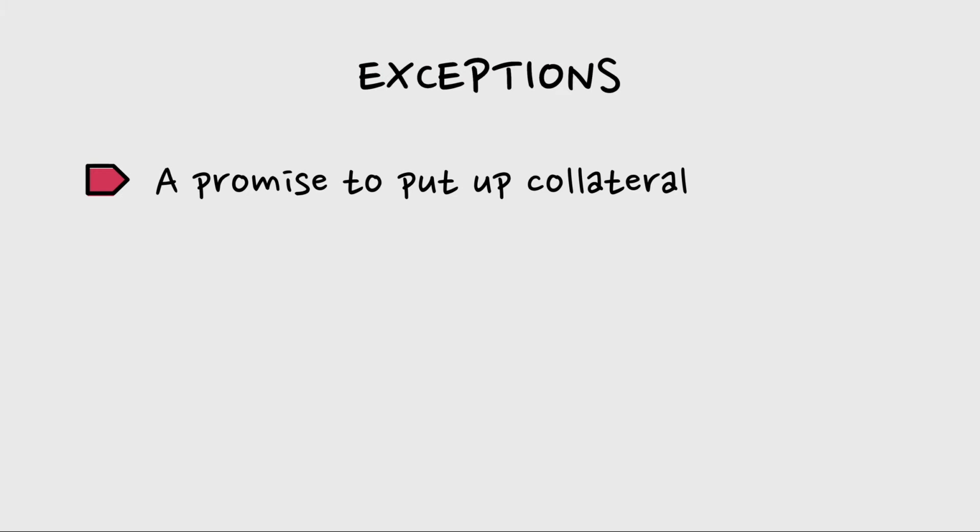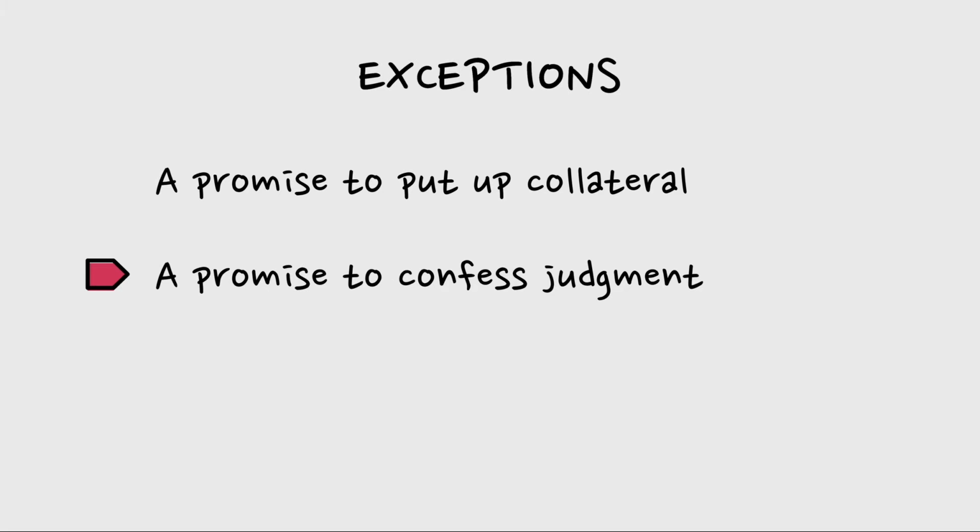There are exceptions. It can contain a promise to put up collateral. That's okay if that's in the note or the instrument. It could have a promise to what's called confess judgment, which is a way of saying, if I, the maker of this note, breach, if I default, then I am surrendering or agreeing to whatever legal judgment needs to be entered against me, right?